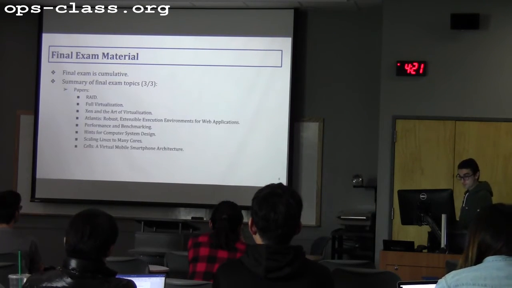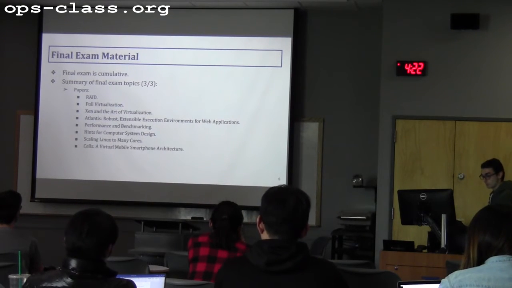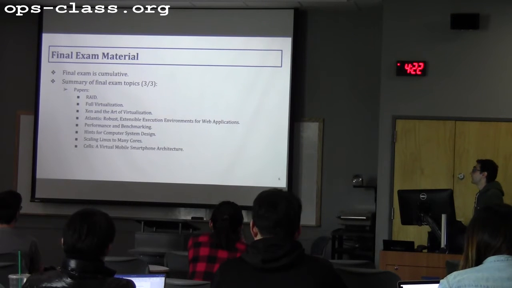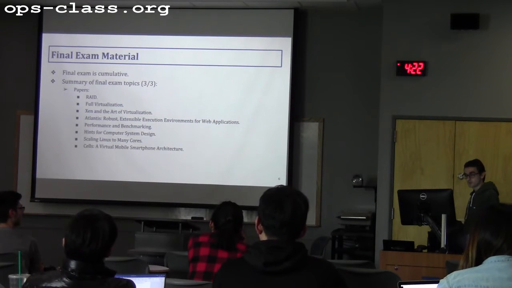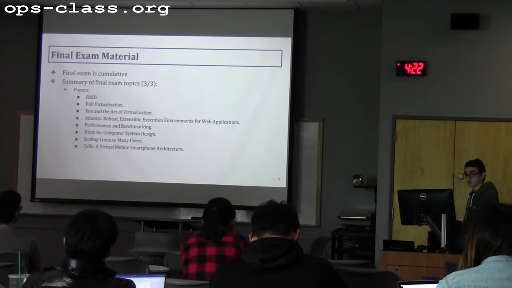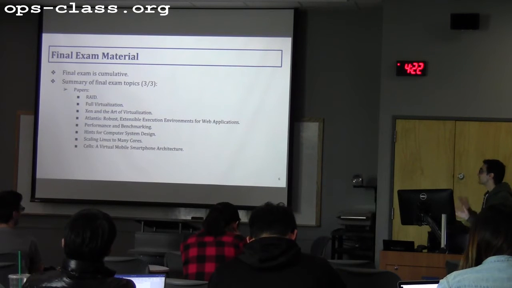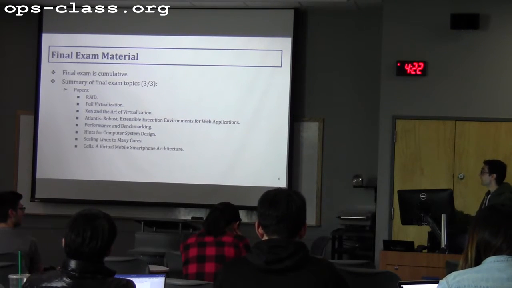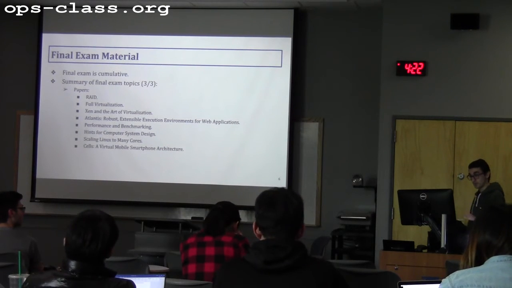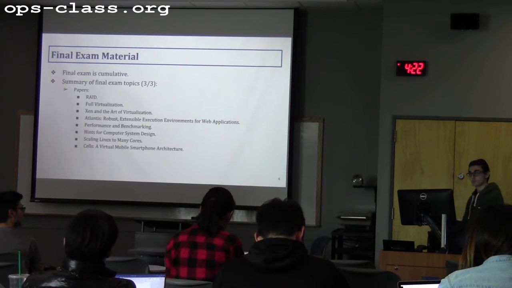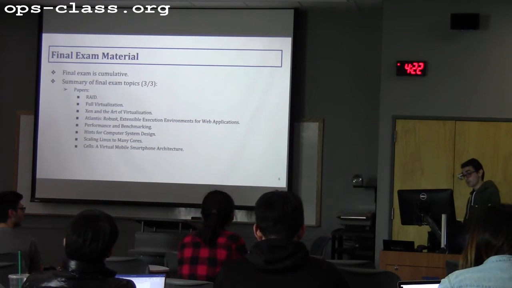Then comes the paper part that were presented. So we have several papers, RAID, full virtualization. I believe full virtualization is a lecture, but Xen and the Art of Virtualization is a paper. Plan 9, so we have exokernel versus microkernel. Performance and benchmarking. So how should we compare systems and what are the different types of benchmarking, micro, macro benchmarking. So you should know and have an idea of all of these and you should be able to compare them. Hints for computer system design.